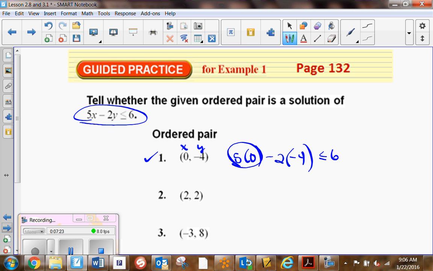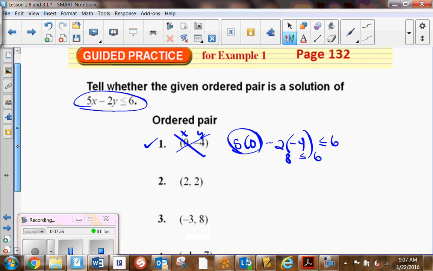This is going to be 0. This is going to be 8 is less than or equal to 6. Is that true? No, that's not. So this is not part of the solution set. It would not be in the shaded area.